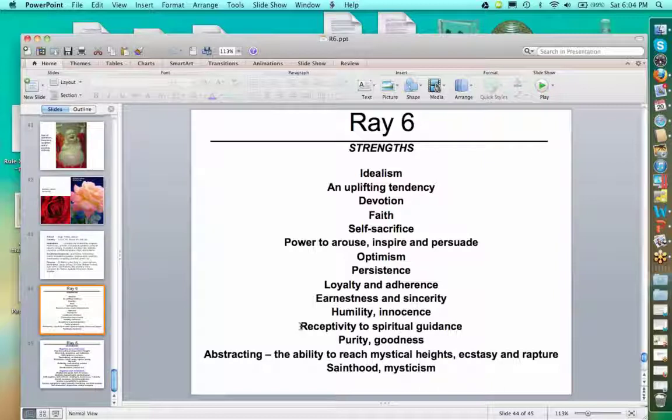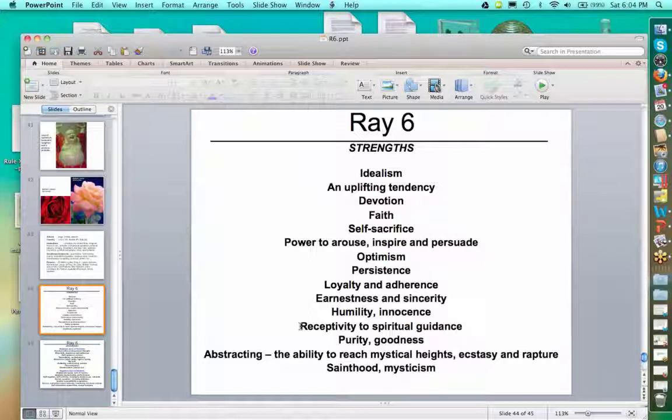They can attract to themselves entities that are not necessarily on this plane. There is a receptivity to guidance. They can be followers until they learn to be leaders. As they become more evolved, they do the leading. But for the longest time in one's evolution, sixth ray is the follower.